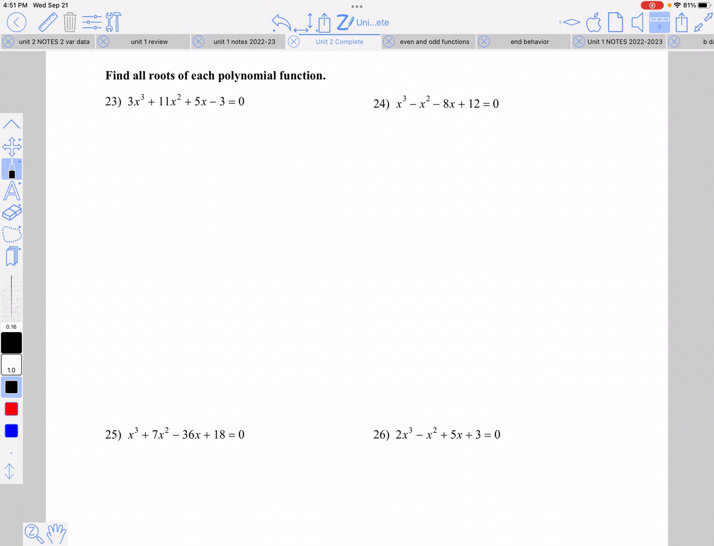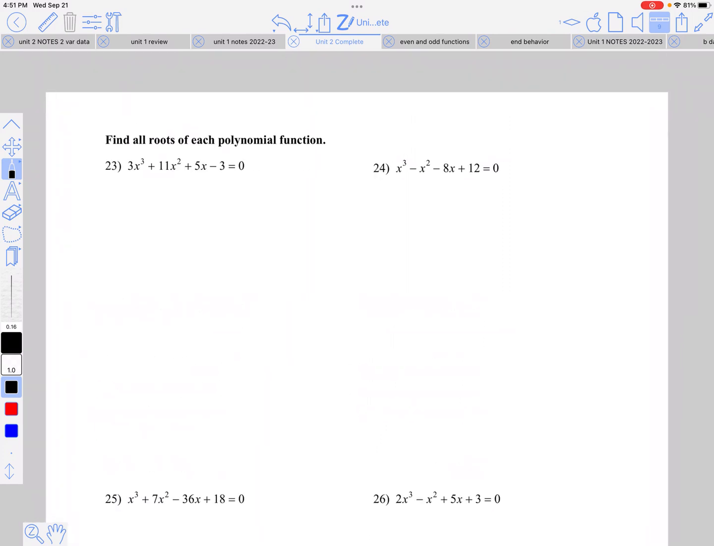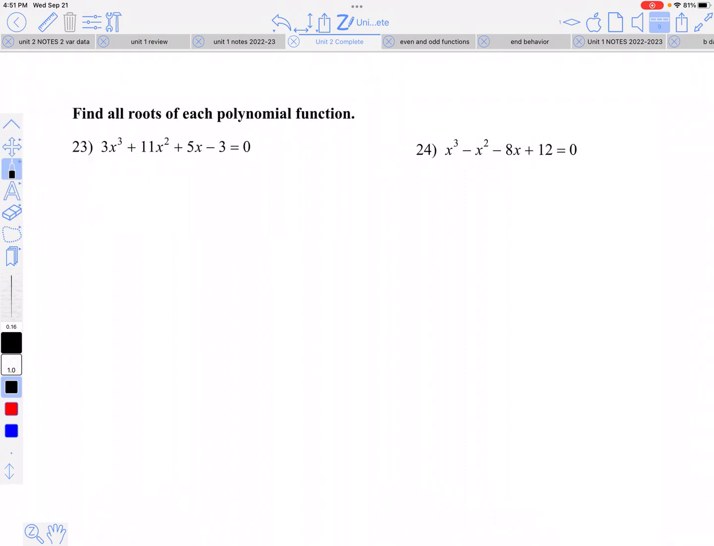Okay, so find all roots of each polynomial function. Remember, the degree will tell you how many solutions you're looking for. If you look at all four of these, the degree is 3. For all of them, we'll know we're done when we've found 3 solutions. This is 2.5, 2.6 if you look back in the notes, but we'll go through it.